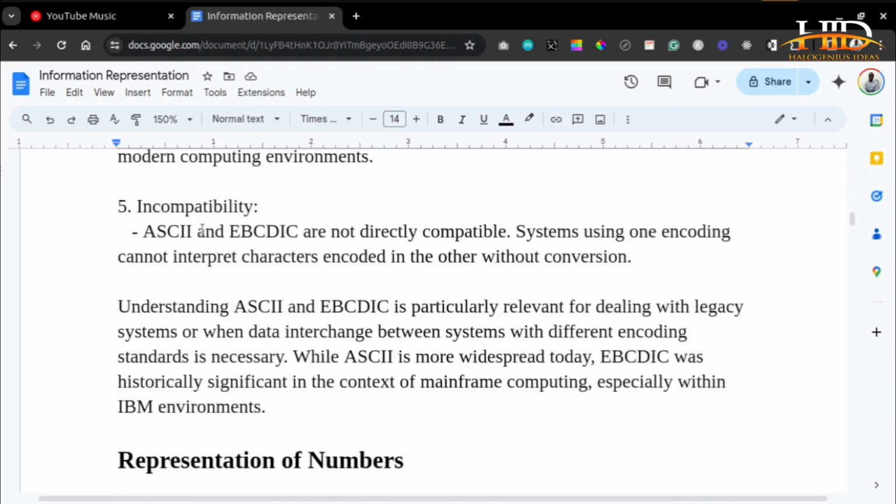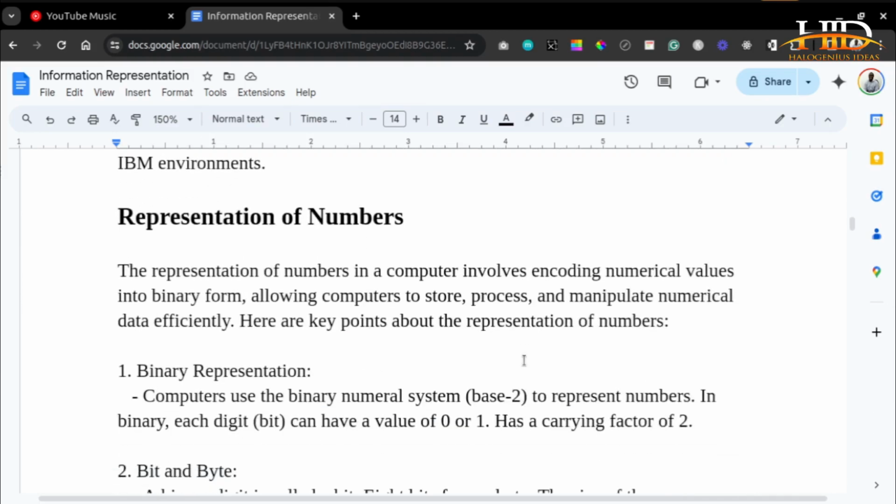As for the incompatibility, ASCII and EBCDIC are not directly compatible. Systems using one encoding cannot interpret characters encoded in the other one. Understanding these two is particularly relevant for dealing with legacy systems or when data interchange between systems with different encoding standards is necessary. So while ASCII is more widespread today, EBCDIC was historically significant in the context of mainframe computing, especially within the IBM environment. So let's talk about how numbers are represented.